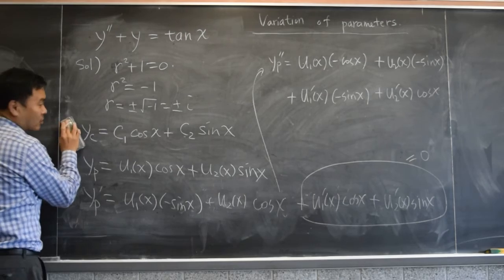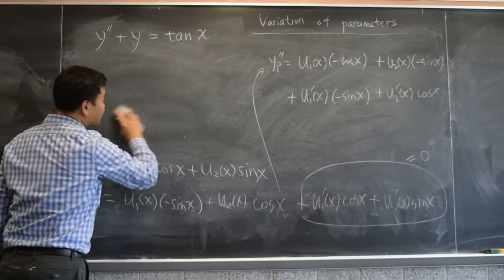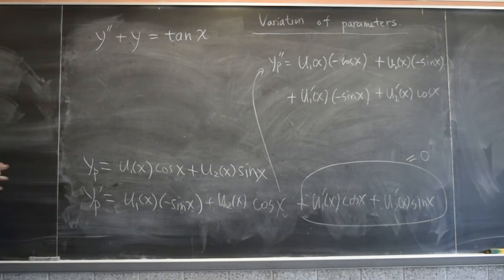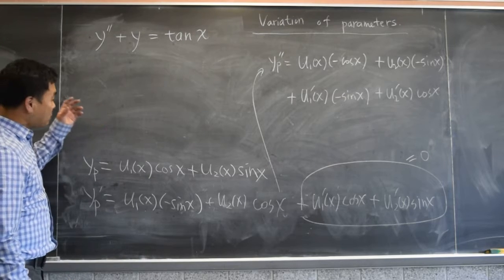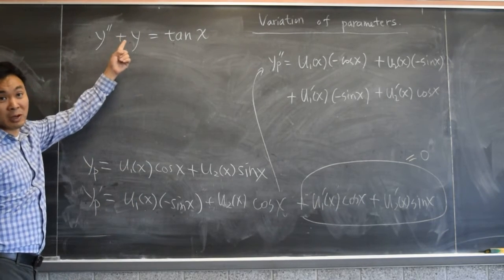Okay, I'm going to erase the complementary. Don't forget what the complementary form was. It was just c1 times cosine and c2 times sine. All right. So now we plug everything into the left side. There's no need for y prime because there's no y prime here.